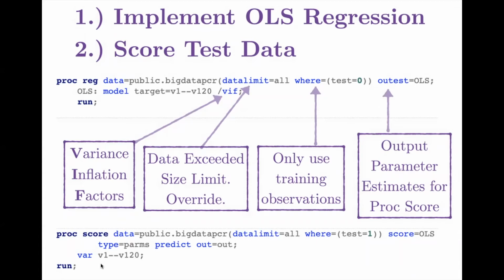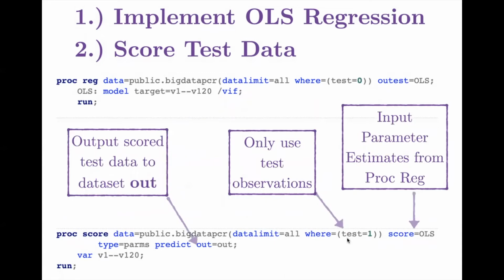We're then gonna score the test data. So I'm using only the test observations. I'm inputting those parameter estimates that I outputted in the step above. And I'm gonna output all of that test data and the predictions to a data set called out. I'm gonna use that again later. But this out data set, if you examine it after running this, you'll see it contains all of the test data plus the predictions.